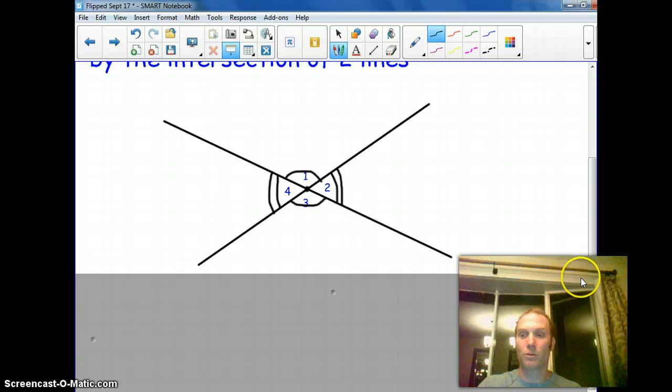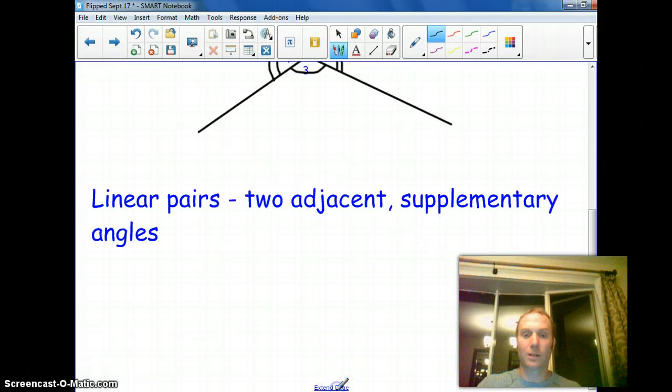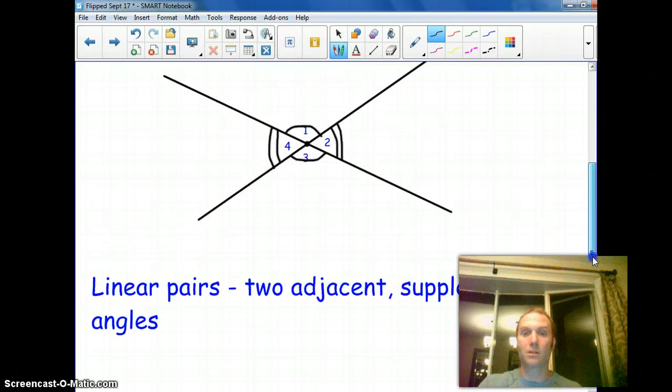Same picture, different definition. Now we're going to talk about linear pairs. Linear pairs are two adjacent supplementary angles. So they are linear, they're on a line, they are adjacent, they are right next to each other, and they're supplementary. So going back to my picture, I'll erase what we had up here already.